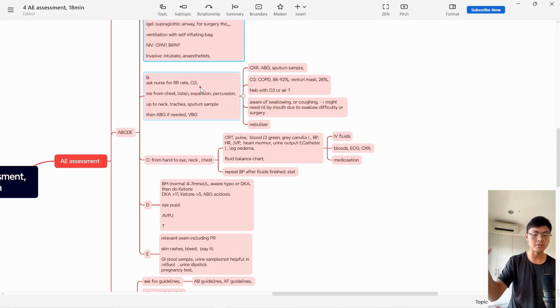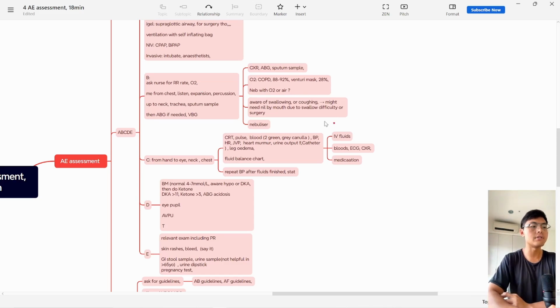When doing bloods, you ask for a VBG. Some options to ask for during this process are chest X-ray, ABG, sputum samples. Be aware that for COPD patients, the oxygen saturation target is 88 to 92%. So you could either use a non-rebreather mask, say we could give him 5 liters of oxygen, and then titrate it so that it's between 88 to 92%. Or you could just use a Venturi mask of 28%.